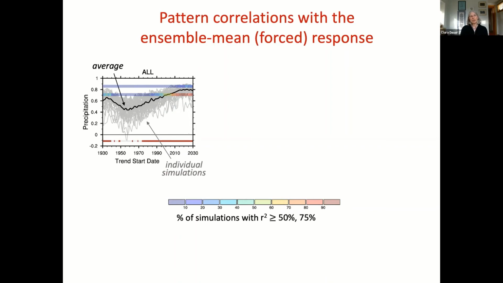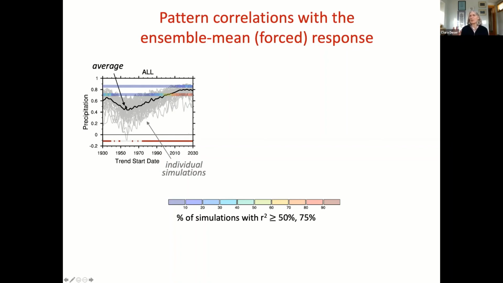So here you're looking at, this happens to be for precipitation, and this is for the all forcing experiment. And these are pattern correlations, each with the forced response in the all forcing simulation. So each gray curve, there are 40 of them, and that's how the patterns in any individual simulation resemble the forced pattern as a function of this running 50-year trend. And the black curve is the average of the gray.